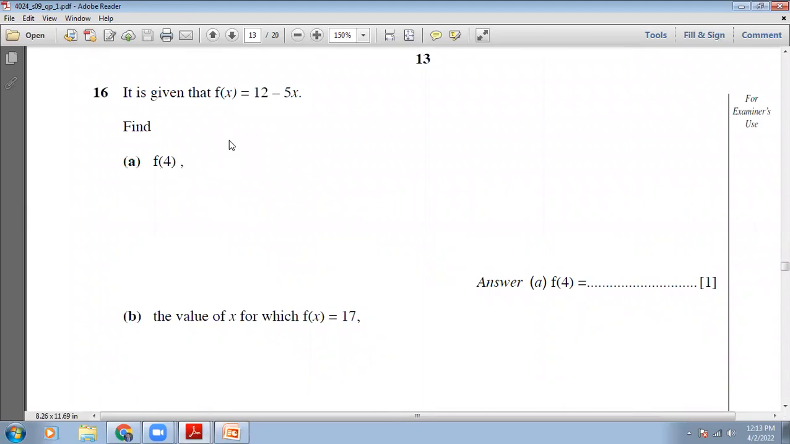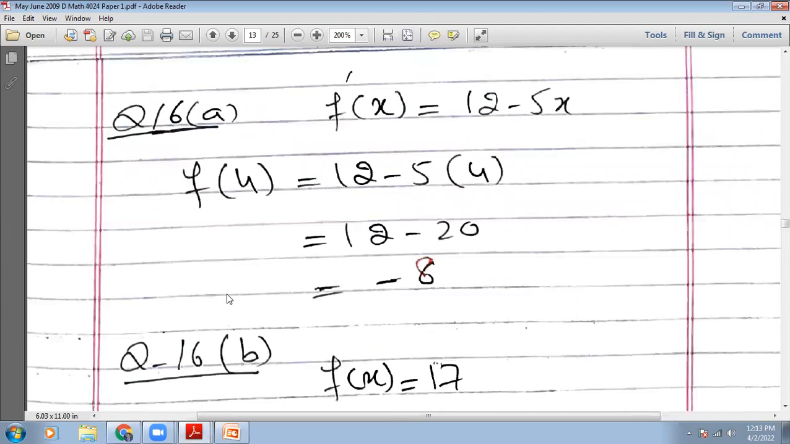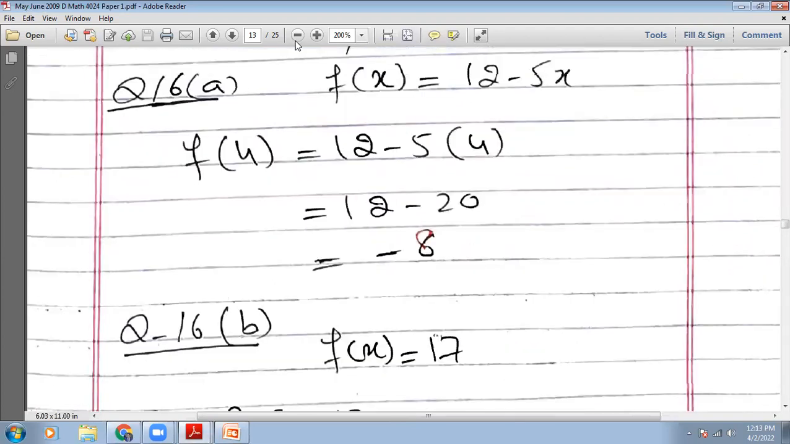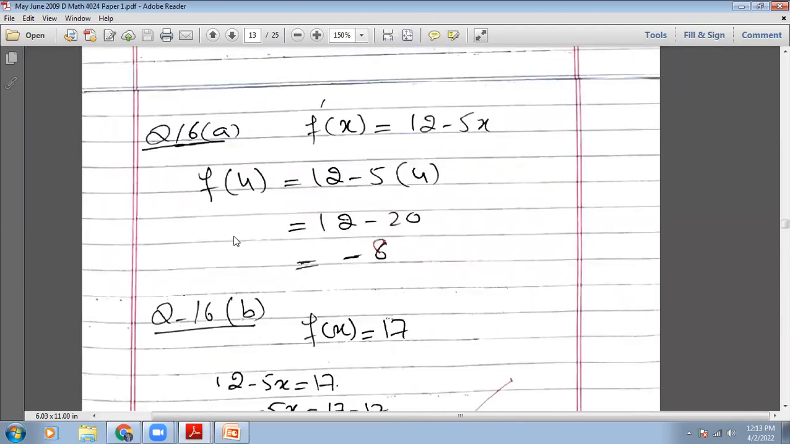Question number 16 is about the functions. It is given that f of x is equal to 12 minus 5x. First part, A part, is find f of 4. F of 4 means in the function, wherever there is the variable, substitute it with 4. So here we go. f of 4 will be equal to 12 minus 5 into 4. So it will be 12 minus 20. So the answer will be minus 8.